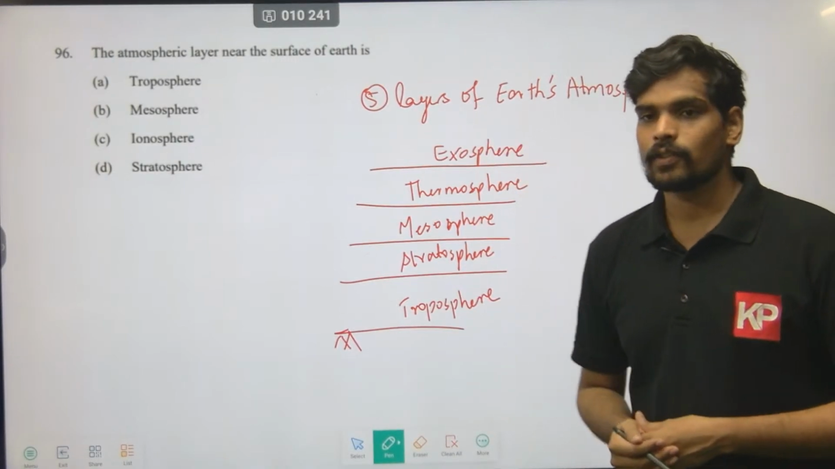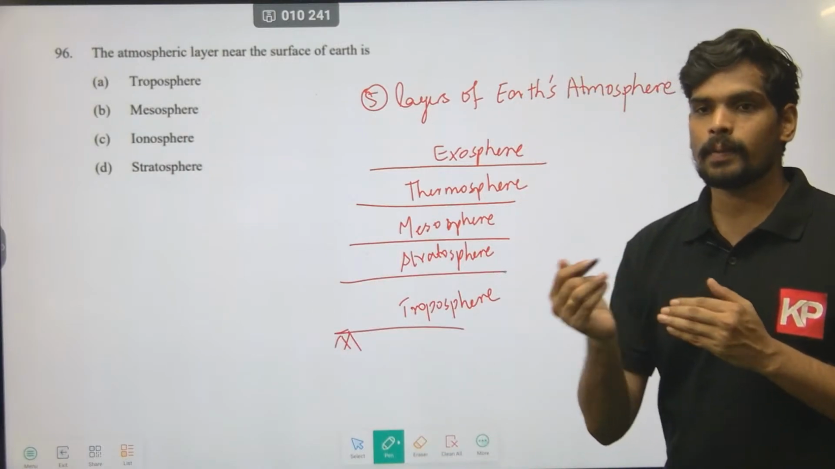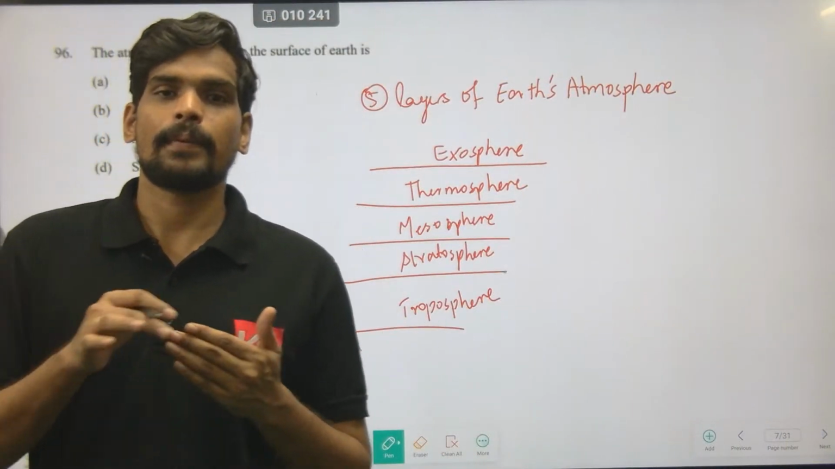So these are the 5 layers of the atmosphere. There are names for the points where these layers meet, so the boundary between the layers. How are these boundaries defined? These boundaries are generally defined by the temperature inversion.